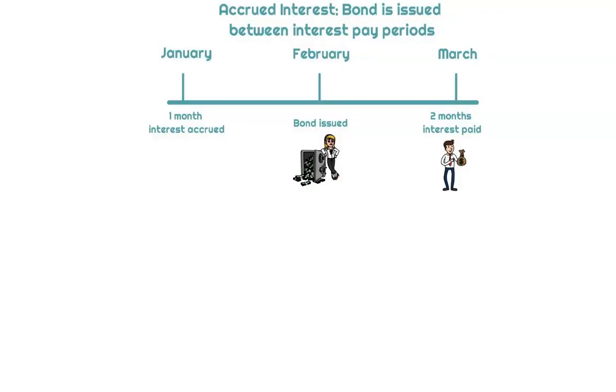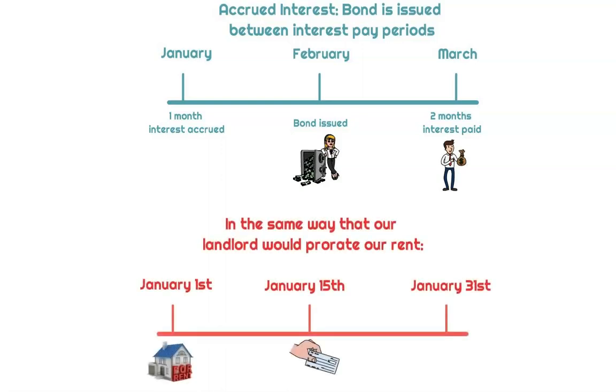Okay, so the next topic that we're going to address is the concept of accrued interest. This is one of those sneaky topics that nobody likes to address, but they do test this quite a bit. So we're talking about a situation where bonds are issued between interest pay periods. Just like the landlord of your apartment building would never charge you rent for the time period in which you didn't actually occupy the unit, we're not going to be charging the borrower interest for periods in which they didn't actually own the bond.